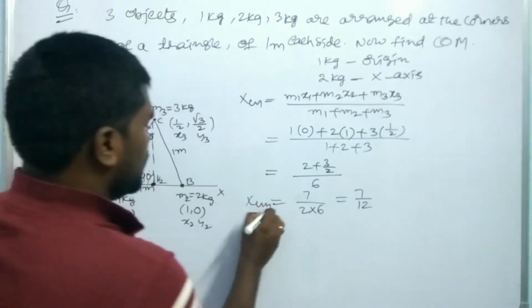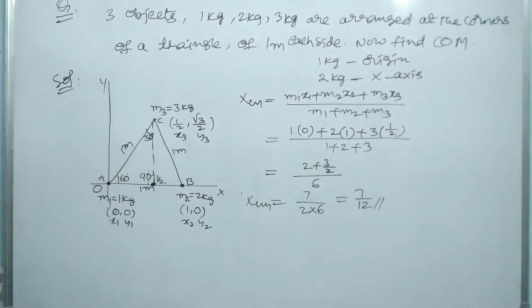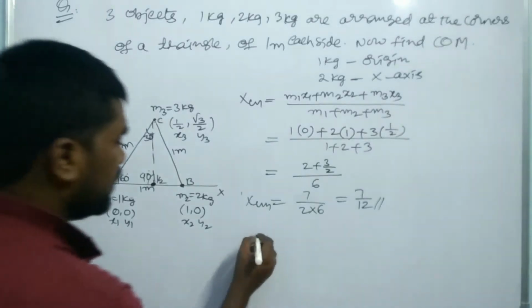So xcm, the center of mass along the x-axis, is 7 by 12. Now find the ycm.